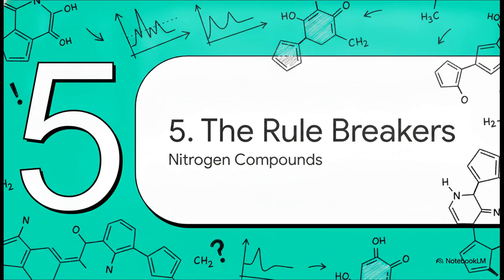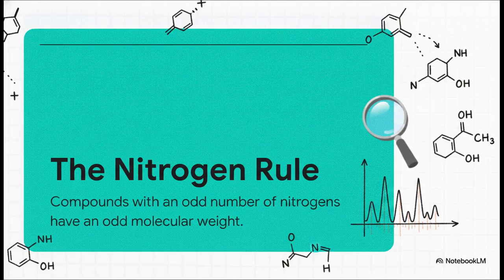Next up, Section 5, the rule breakers, nitrogen compounds. I like to call these the rule breakers of our molecular lineup because they stand out immediately, even before you look at the fragmentation patterns. You can literally spot them the second you calculate their overall mass. And this is all thanks to the nitrogen rule.